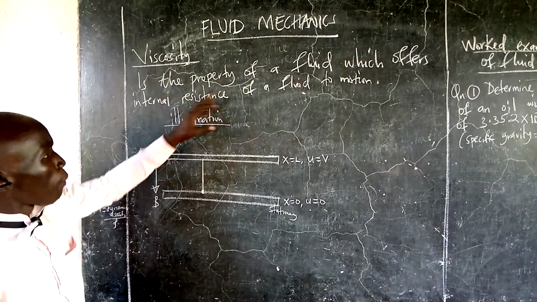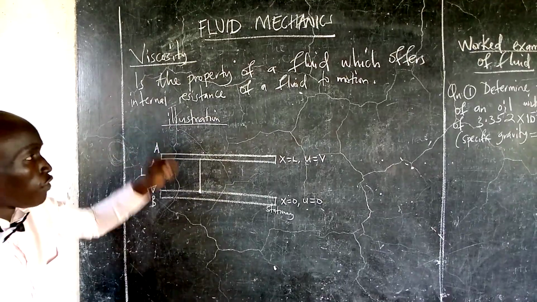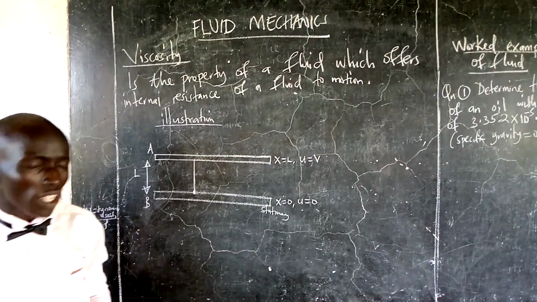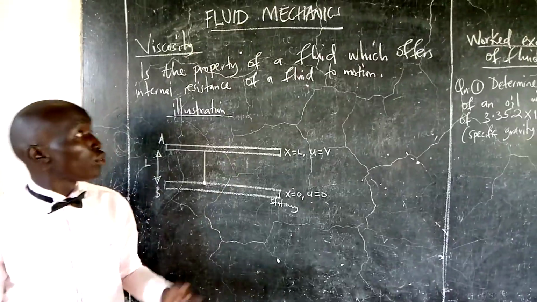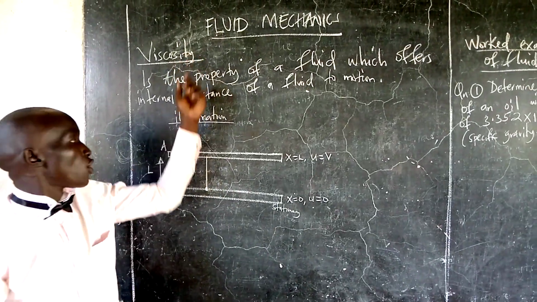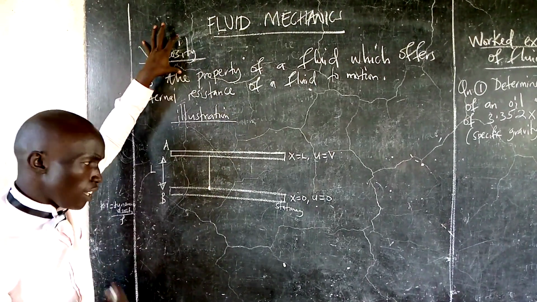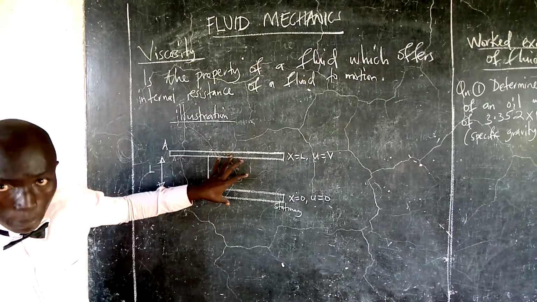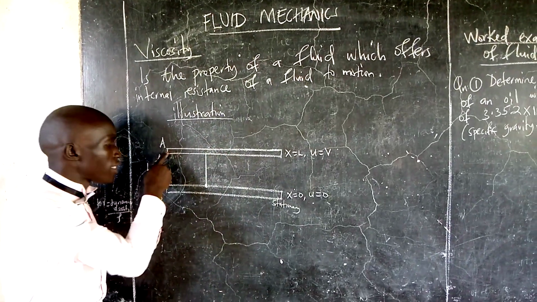So, viscosity is a property of a fluid which offers internal resistance of a fluid in motion. That resistance there is what we call viscosity in a fluid. We are going to illustrate viscosity very well using two parallel plates. So, we are going to consider two parallel plates A and B.